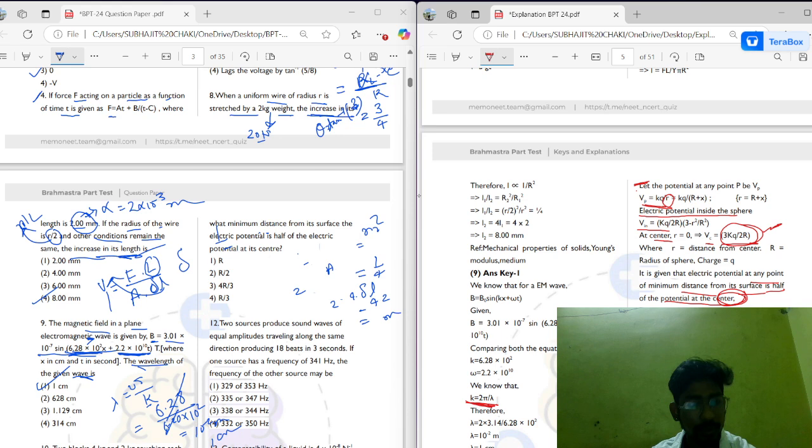P is given as 2 into 10 to the power 6, and K is given as 4 into 10 to the power minus 8. So it will become 8 into 10 to the power minus 2, that is 0.08. So del V by V is 0.08, and del V will be 2 liters times 0.08, that is 0.16 liter. Since 1 liter is 1000 cc, 0.16 liter is 160 cc. That means the answer will be option number 3.